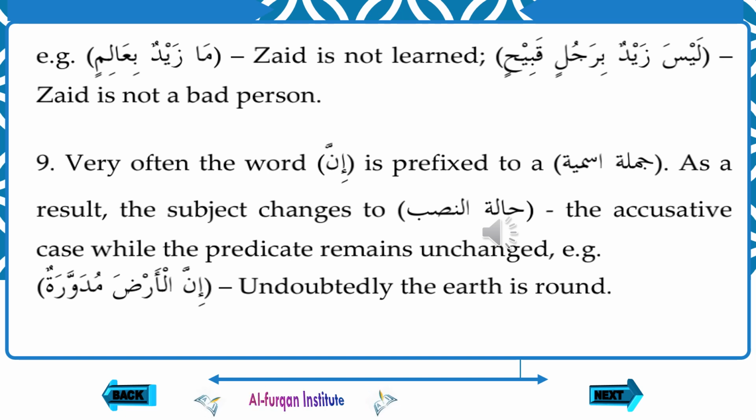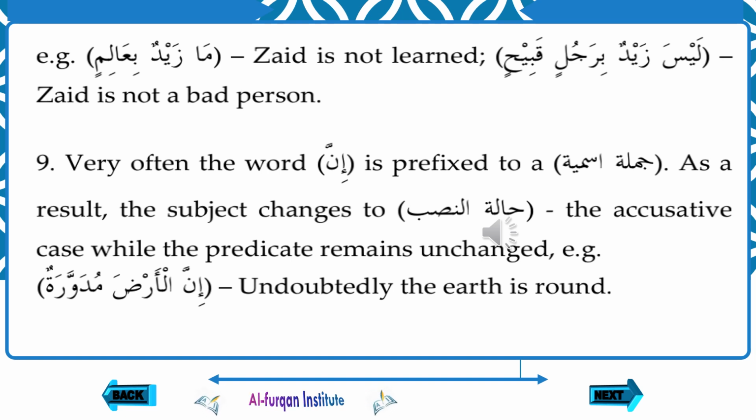So very often the word inna is prefixed to jumla ismiya. As a result, the subject changes hala to nasb, the accusative case, while the predicate remains unchanged. For example, inna al-arda mudawwara, inna al-arda mudawwara. So undoubtedly the earth is round. Undoubtedly the earth is round.